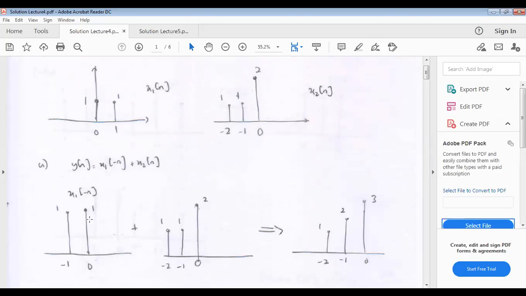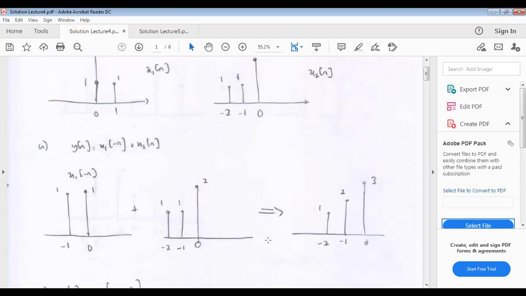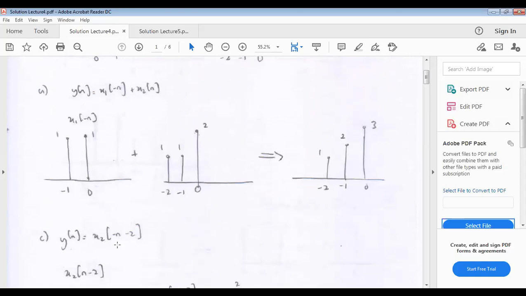So when we add them together, x1[-n] and x2[n], we are supposed to get this. You can try this on your own. Okay, number 2, part B. Sorry, part C. You can work on your own on part B.